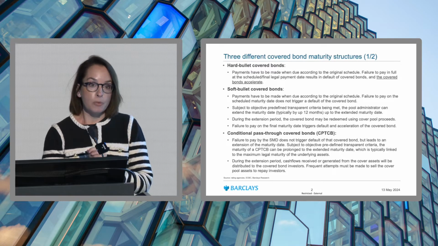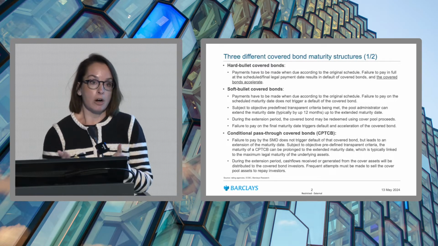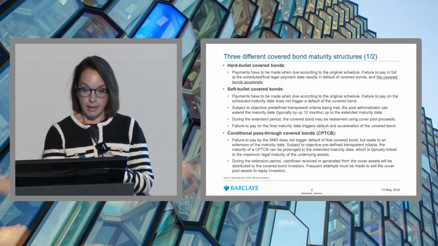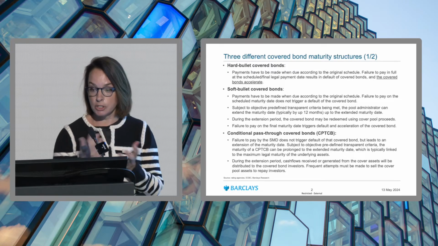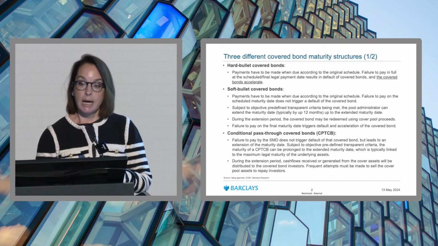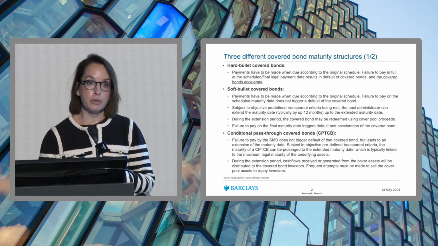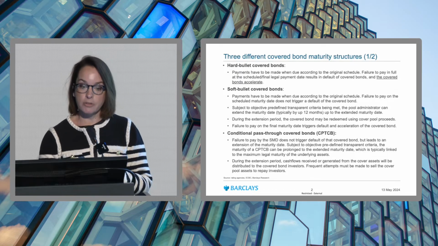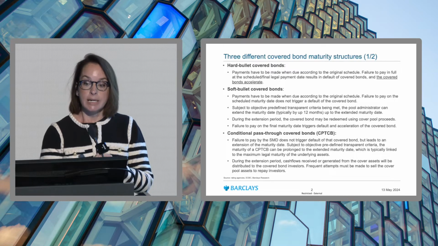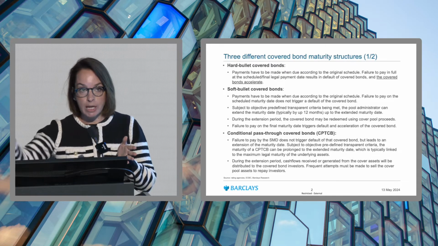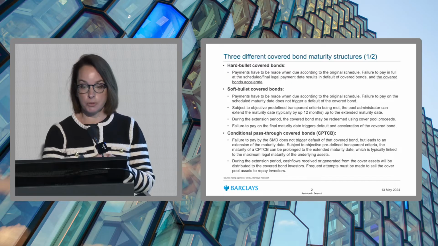So basically a soft bullet covered bond acts as a hard bullet covered bond as long as everything goes well. So payments have to be made due according to the original schedule. But contrary to the hard bullet covered bonds, failure to pay on the scheduled maturity date does not trigger a default of the covered bonds. Instead, the covered bonds can be extended by, for example, up to 12 months.